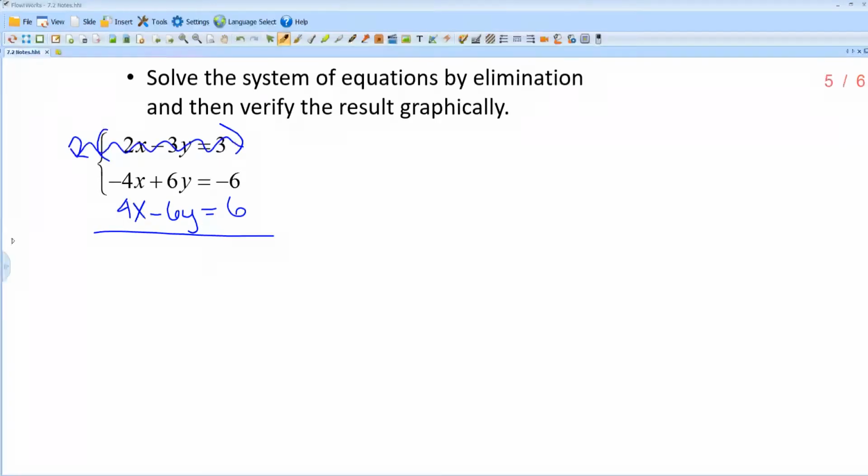And if I now perform addition going straight down, these cancel, these cancel, these cancel. Oh, so I'm left with 0 is equal to 0. Well, that's great. It's not like 0 equals 12 or 4 equals 3. I'm getting something that is a true statement. So what this is telling me is that I have infinitely many solutions.